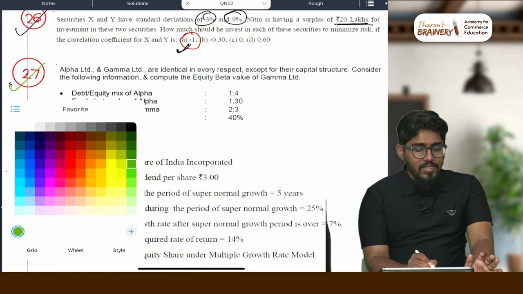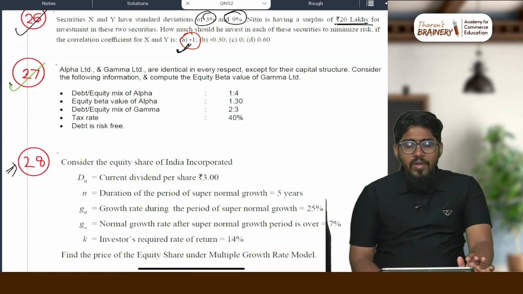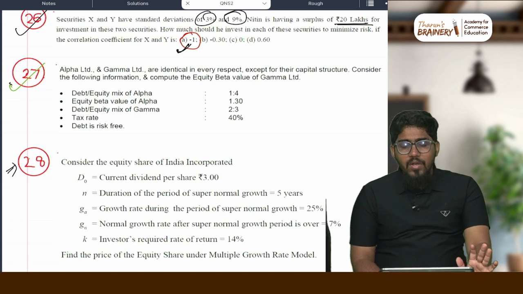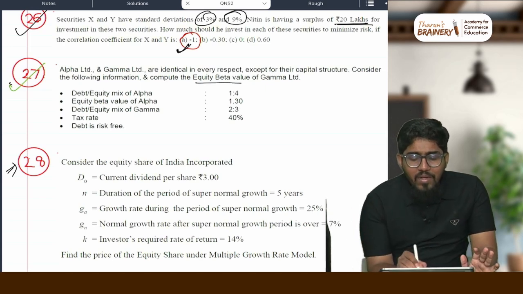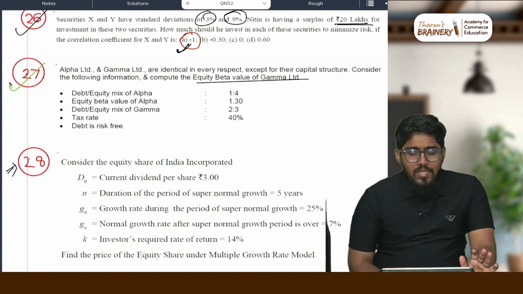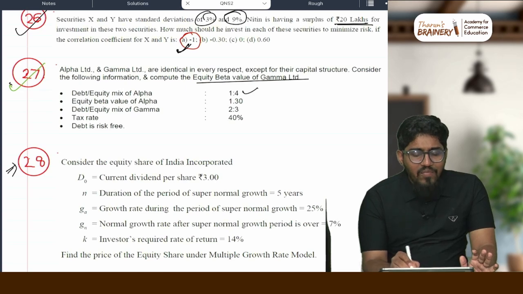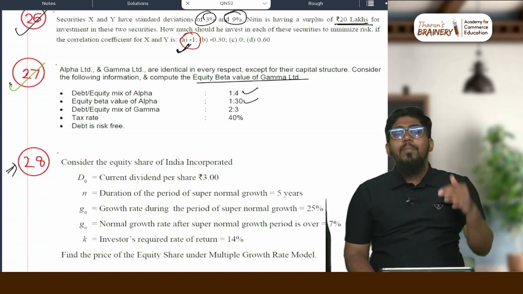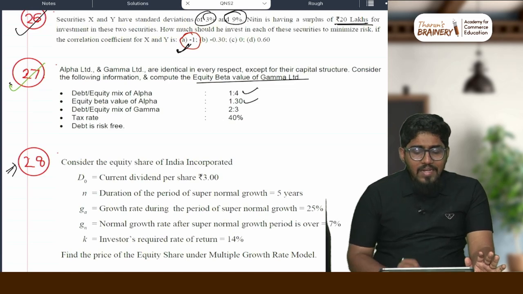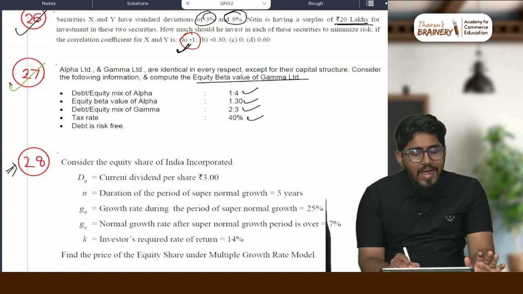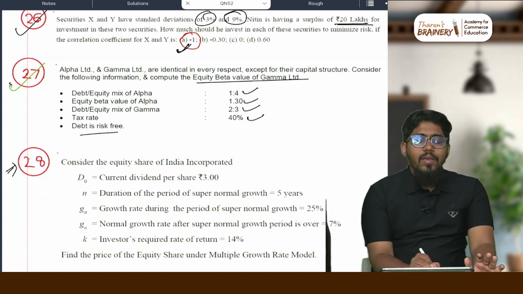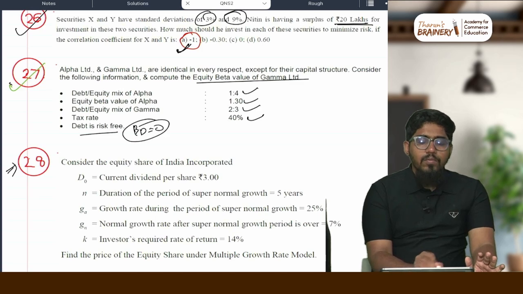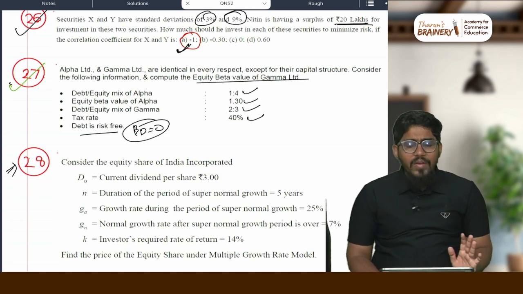Question number 27. Alpha and Gamma Limited are identical in every aspect except for their capital structure. Consider the following information and compute the equity beta of Gamma Limited. Debt and equity of Alpha is given and equity beta of Alpha is given. Market prices are available, and the debt-equity mix of Gamma is given, and the tax rate is given. Debt is risk free, which means beta of debt is equal to 0. Sir, how to find out?